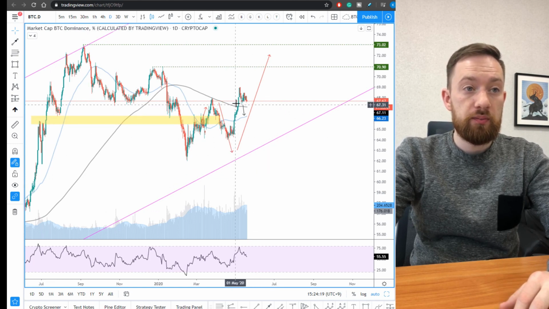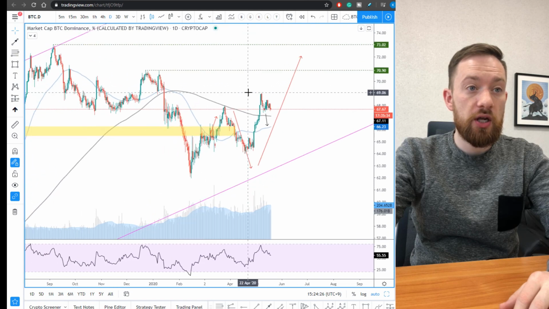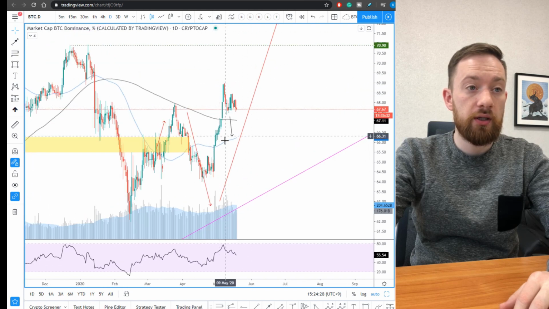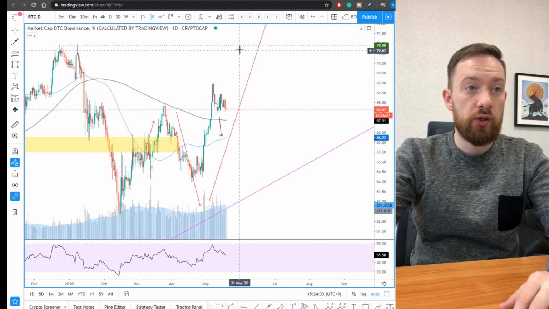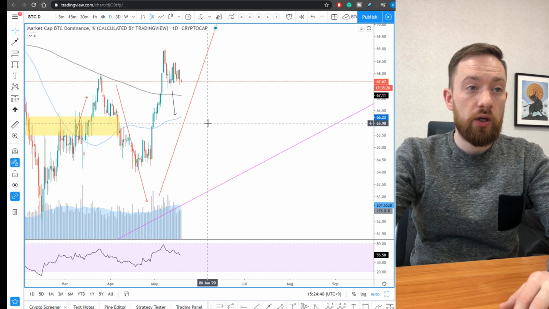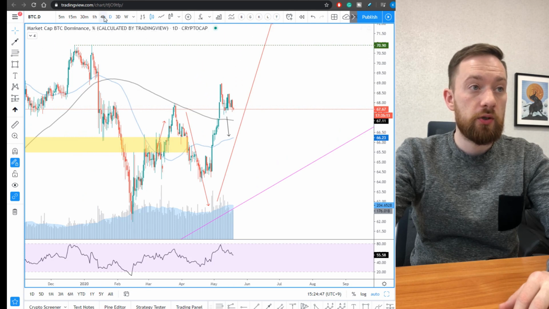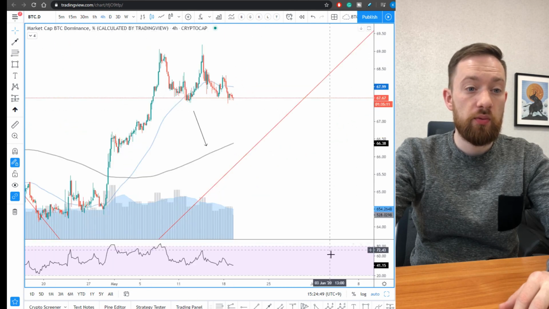We saw the nice impulse wave where the BTC was dominating the rest of the market. Currently we can see some consolidation in the descending triangle, and if we break this to the upper side, we will actually go towards the local high, which is 70% dominance of Bitcoin. If not, then we still need to check the 200 MA as a support, and then there is a 50 MA as well.